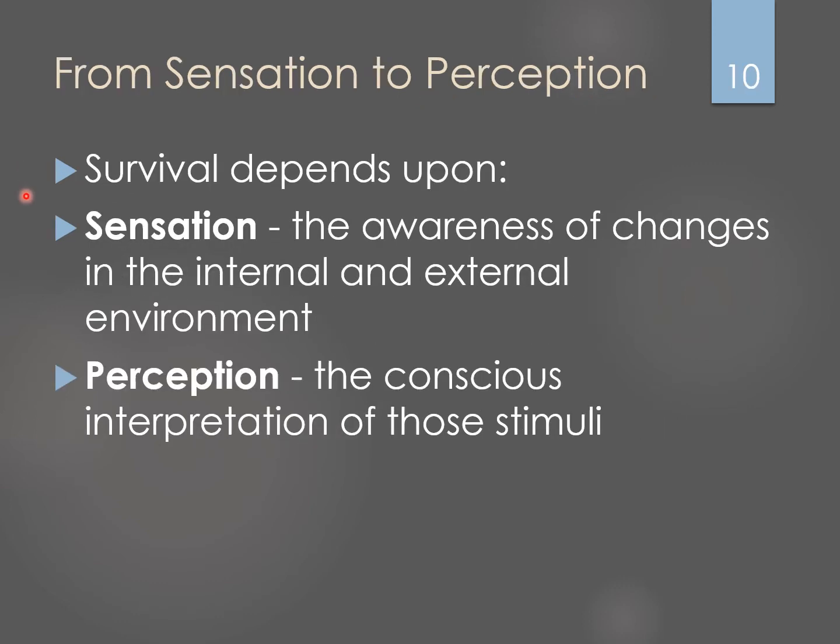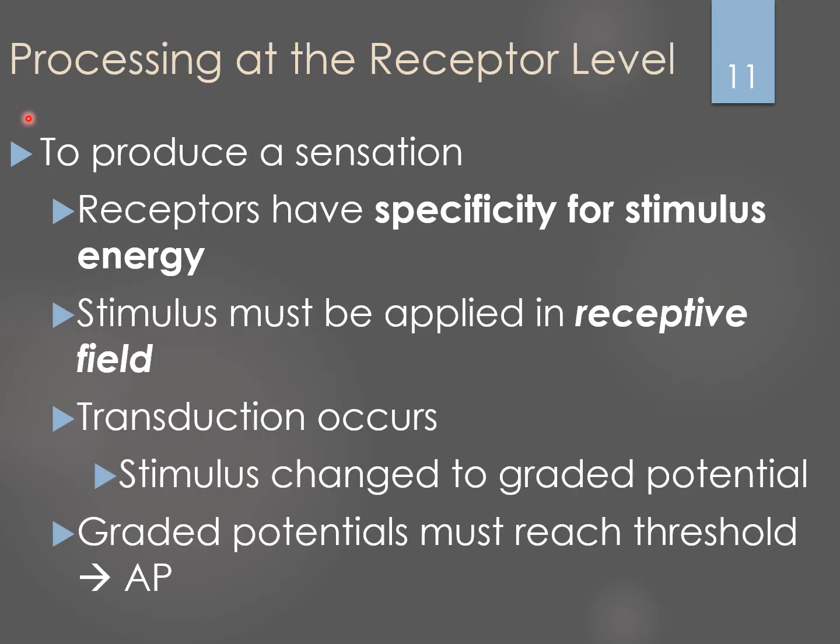Your survival depends upon both sensation and then the perception of that sensation. So the sensation, again, is the awareness of the changes in the environment. The perception is understanding what that is and interpreting that. To produce a sensation, we have receptors. Those receptors are specific for particular stimuli. The stimulus then must be applied within that receptive field.